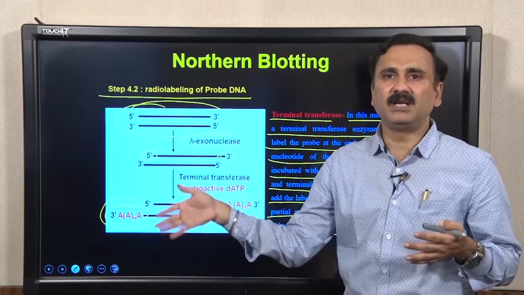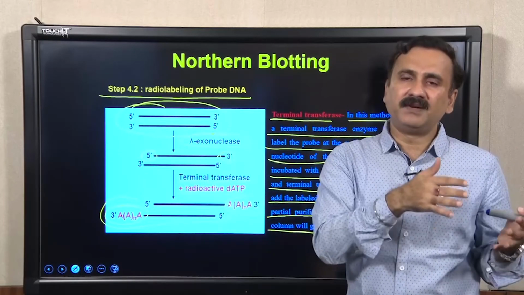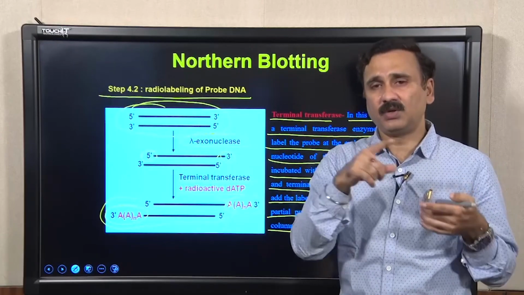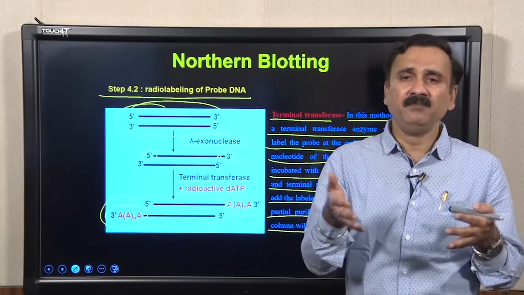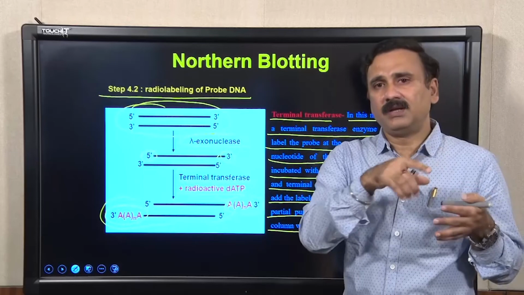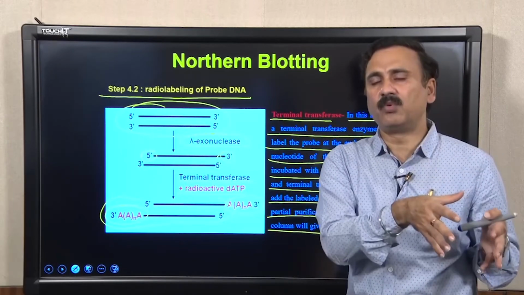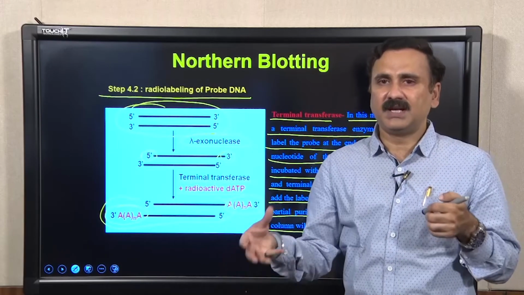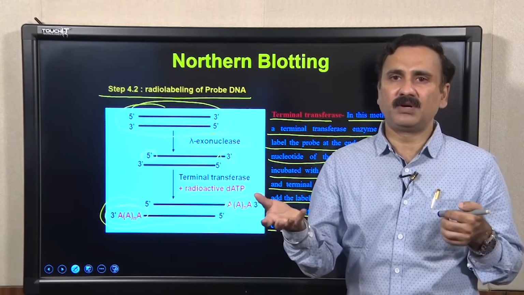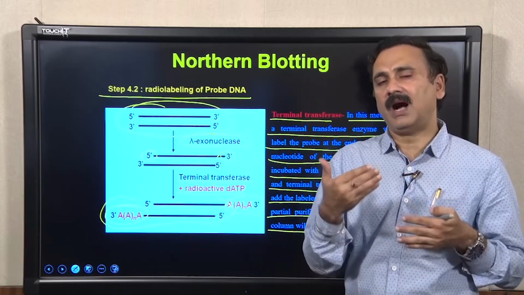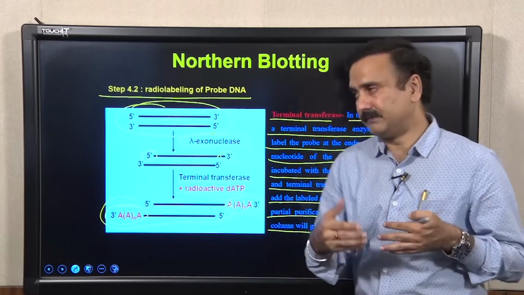So, that will come separate. And then the labeled probe versus the unlabeled probe, it is actually going to be different because you are using the radioactivity as a method to detect. So, that is how you can purify your labeled probe from these reactions, and that you can use in the subsequent reactions for the hybridization as well as for detecting the RNA on the nitrocellulose membrane.